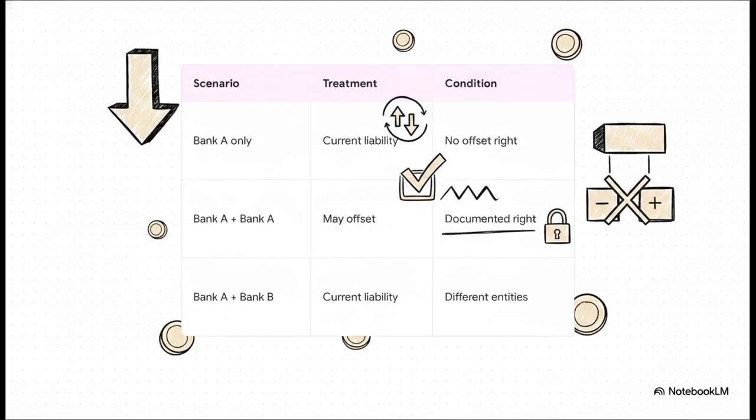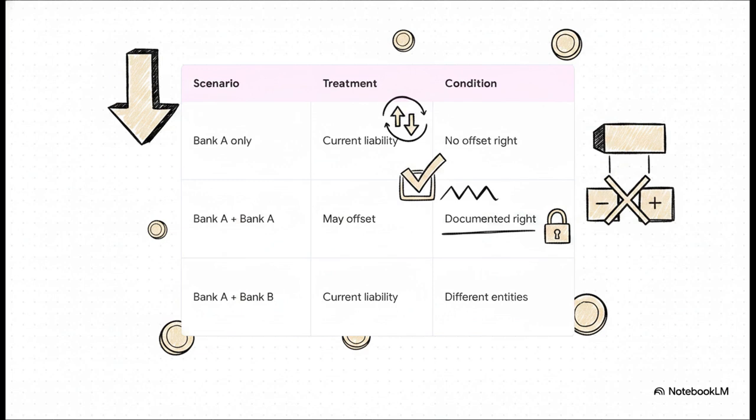Period. But wait, what if you have multiple accounts? Can you net an overdraft against a positive cash balance? Let's break down exactly when you can and can't do this. If you only have one account at Bank A and it's overdrawn, it's a current liability. Easy. Now, if you have an overdrawn account at Bank A, but a nice positive account at Bank B, well, they are different legal entities. You cannot net them. That overdraft is still a current liability.